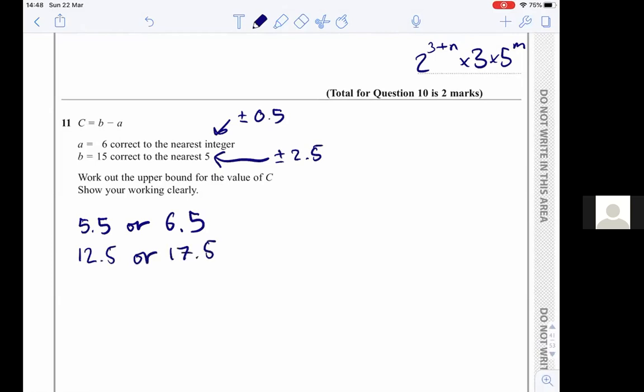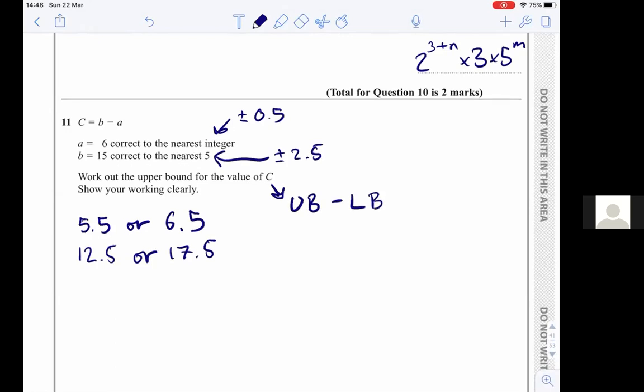17.5. Now c equals b minus a, and I'm trying to work out the maximum value of c. So this is going to be the largest value, largest, I should choose ub, upper bound, minus the smallest value I can for a. Okay, so this is going to be 17.5 minus 5.5, which is 12.